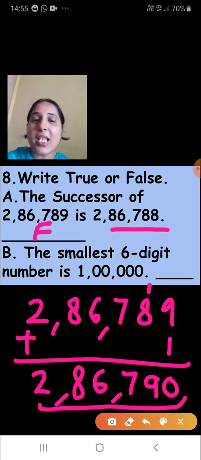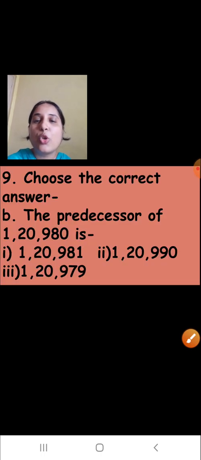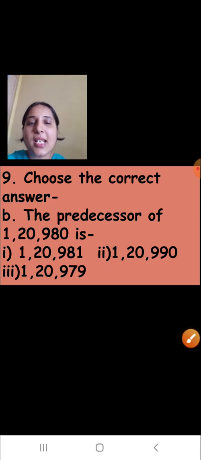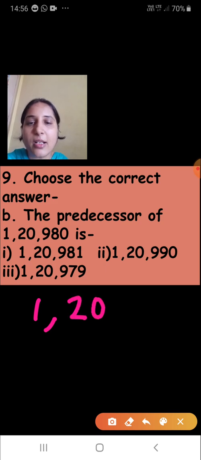The smallest 6-digit number is 1 lakh. So is it correct? Yes, it is correct. So this is true. Got it? Now let's move to the next one. Choose the correct answer. The predecessor of 1,20,980 is. So what is the predecessor? Predecessor means the number which comes just before a given number, that we can find by subtracting 1 from that number.